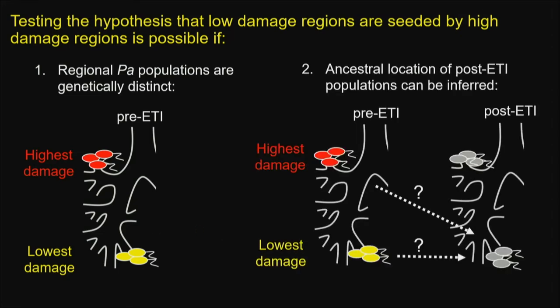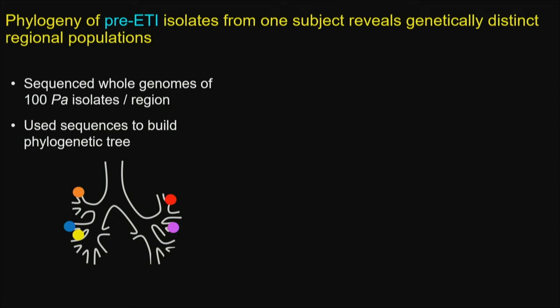The second thing we need in order to test this hypothesis is a method to infer the ancestral location of the post-ETI populations. In other words, we need to be able to figure out whether these bacteria originated in the lowest damaged region or the highest damaged region. I'm going to walk you through how we perform these analyses. We begin by performing whole genome sequencing of about 100 Pseudomonas isolates per region, and then we use those isolates to build a phylogenetic tree. On the tree I'm about to show you, each isolate is going to be color-coded by the region from which it was sampled, and this diagram recapitulates the anatomic locations of the sampling.